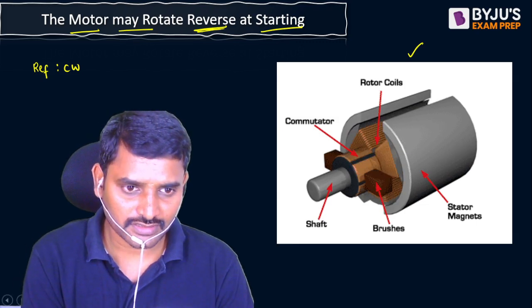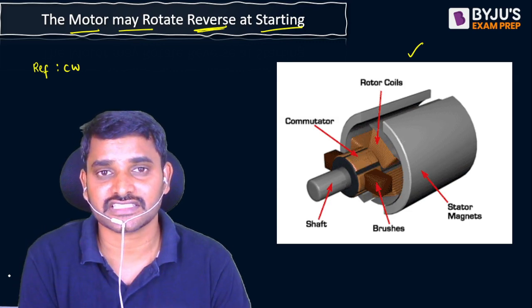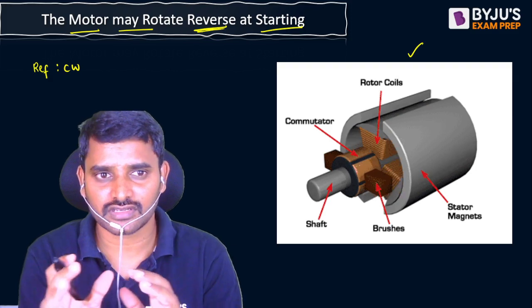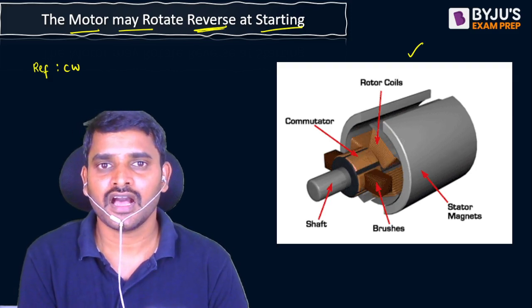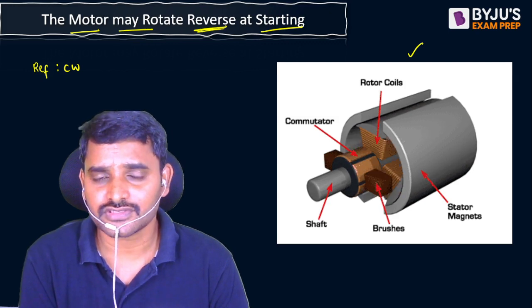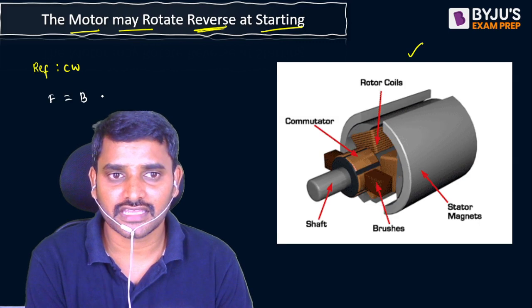Before finding out the reason for the reverse direction, let us have a brief discussion on clockwise direction. How do you get a clockwise direction? It is because of clockwise force. The force is a function of flux and the current carrying conductor.